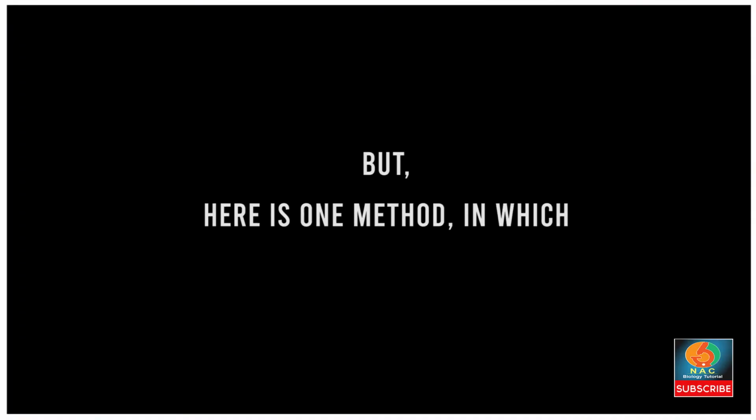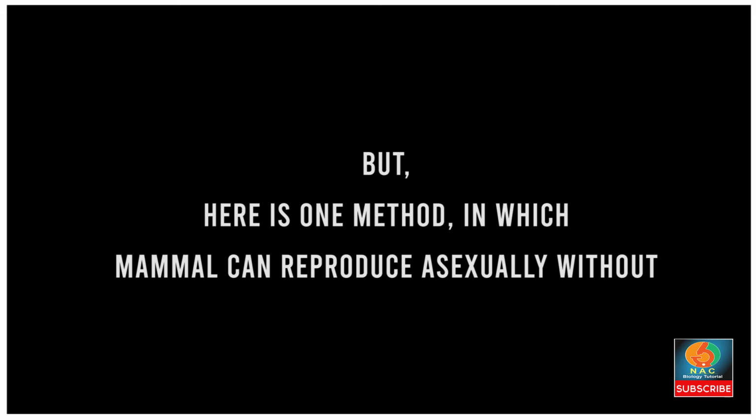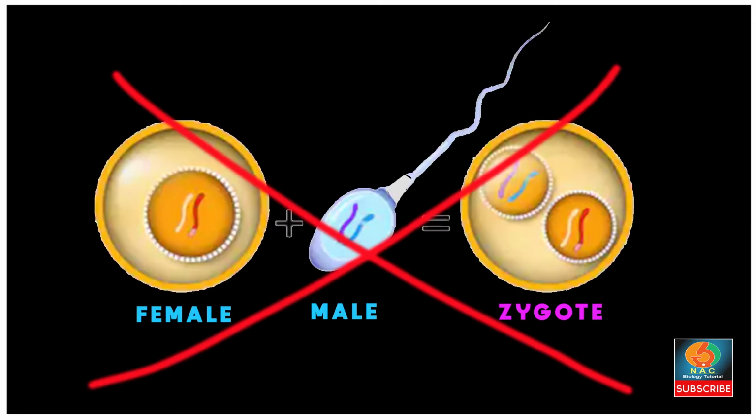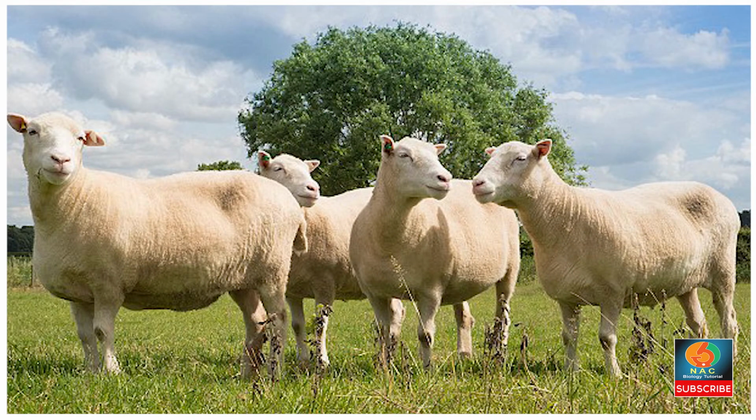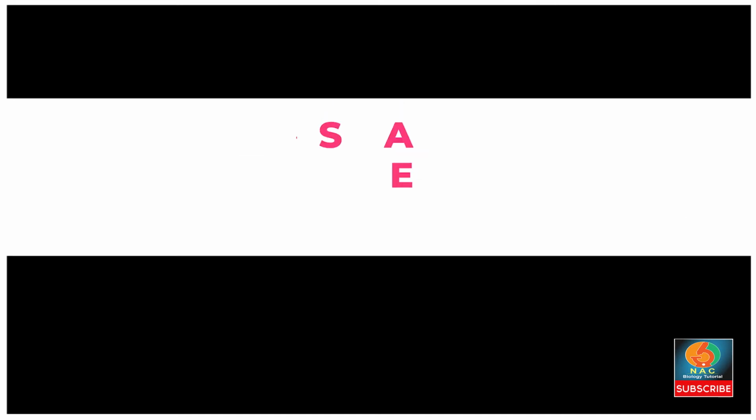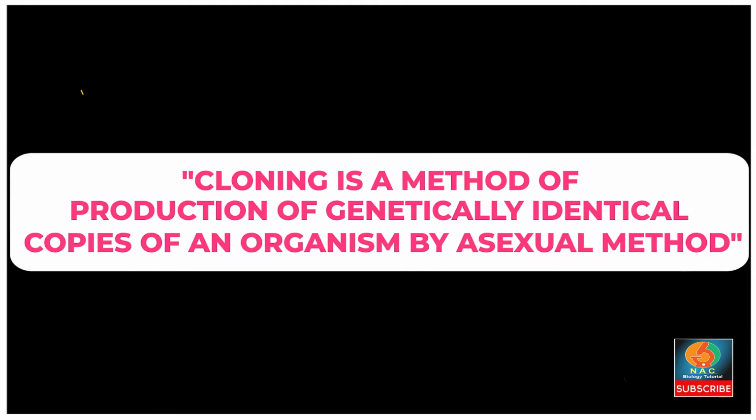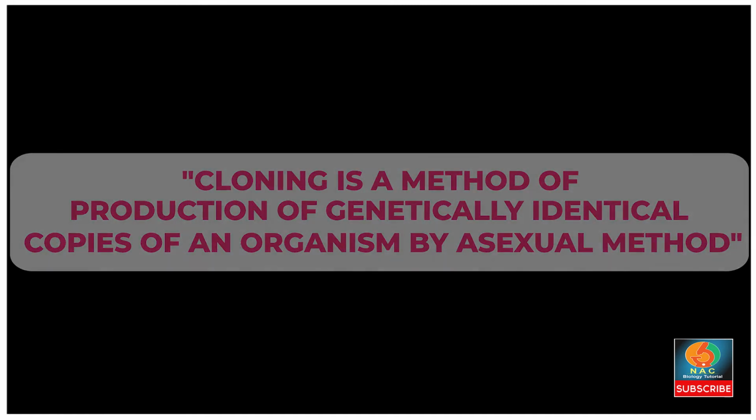But there is one method in which mammals can reproduce asexually without gamete fusion. It is very interesting, right? And surprisingly, they can produce genetically identical copies of an individual. What is that method then? Yes, that is nothing but cloning. Cloning is a method of production of genetically identical copies of an organism by an asexual method.